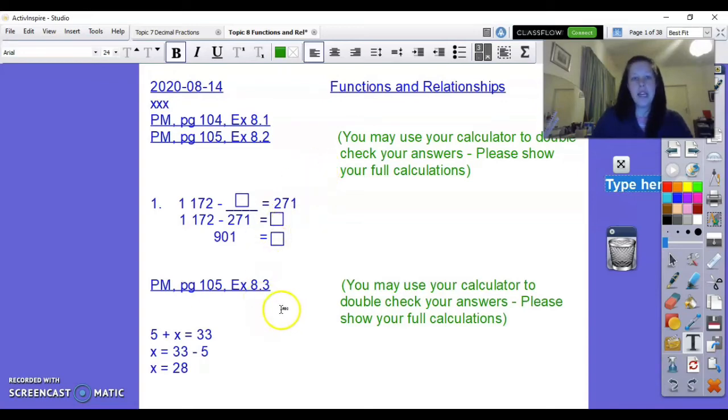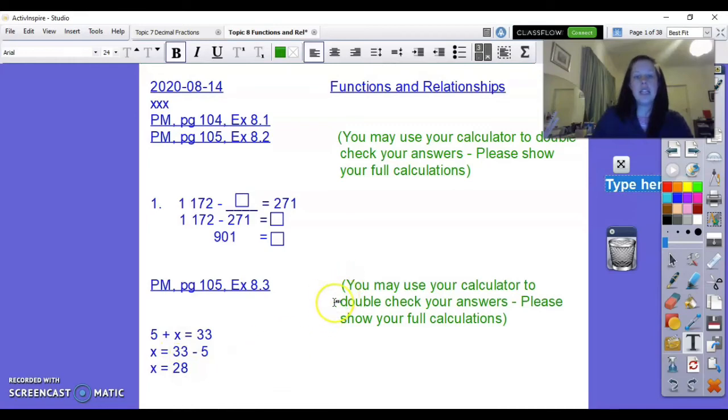Exercise 8.3, instead of the box, we have now used x's or y's. Same concept. 5 plus what, my unknown, is x, must give me 33. So I need to do the inverse operation to both sides. And I've got x equals 33 minus 5. And my unknown variable x, or my box, is 28.